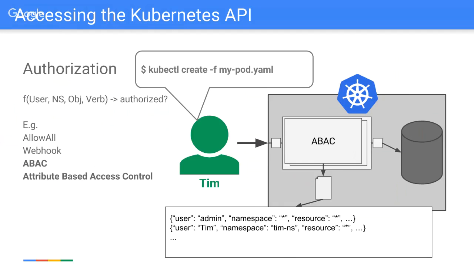And we have ABAC, or attribute-based access control. Prior to 1.6, and probably for some deployments still, this was the default. And this gives us a lot more than allow all. This lets us, basically, specify that mapping in a file. So a user, a namespace, maybe: I, Tim, am allowed to do anything to any resource in the Tim namespace. The admin has full control of the cluster. So this is pretty good.